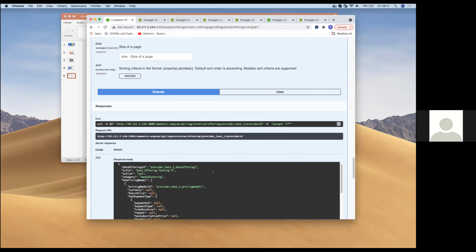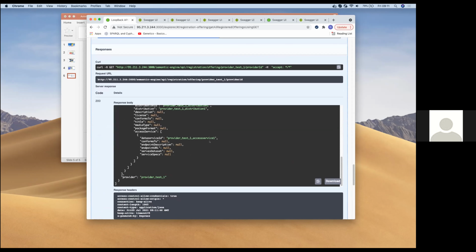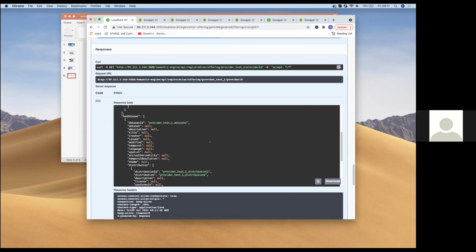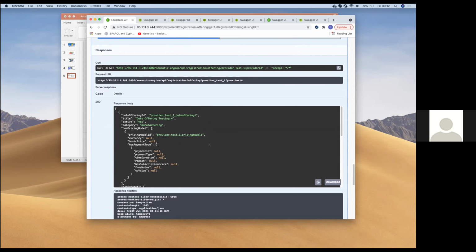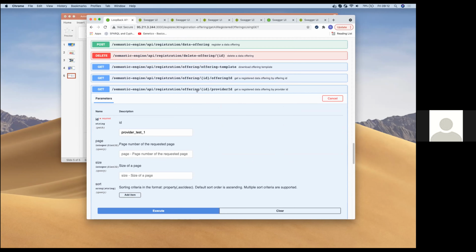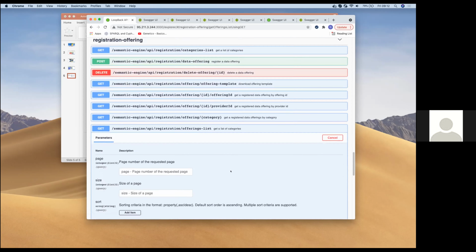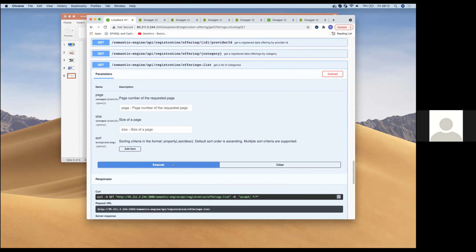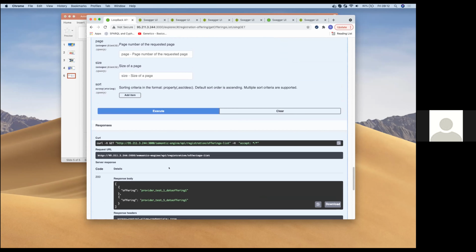we have the offerings listed by this particular provider. And then we can also list the offerings. How many offerings are there in the I3 market? And we have five and one offerings.